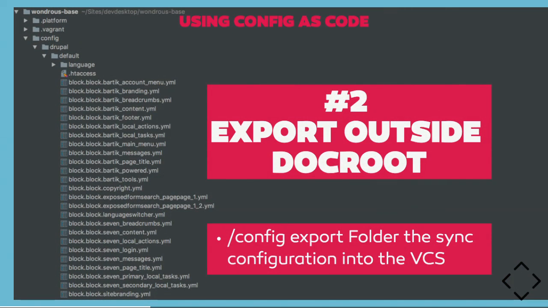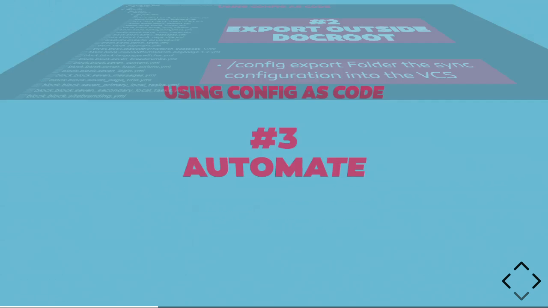And of course, you actually have to export your configuration outside of your web root. So I think that's quite readable. We normally have this as a root folder in our version control system, put a config folder in there, put a Drupal in there, and default and all that stuff, we export it there.